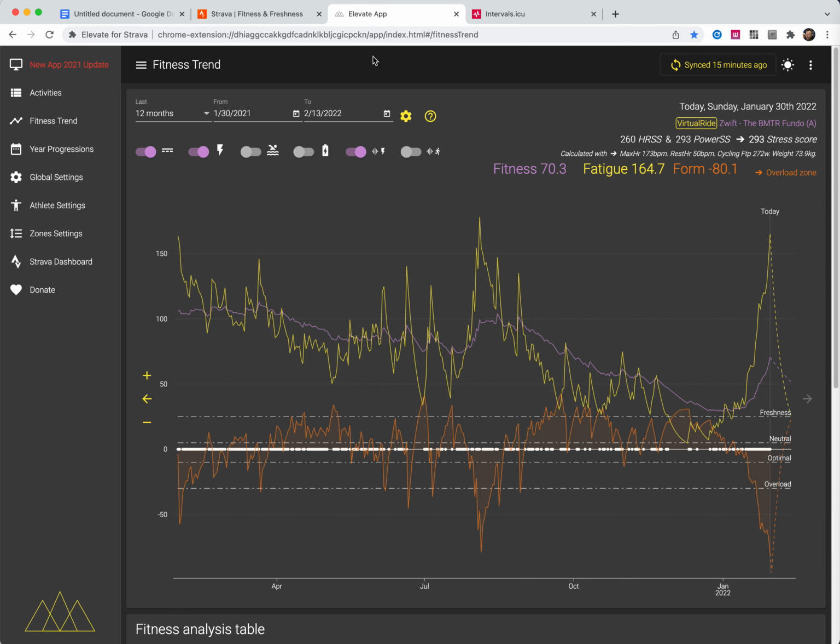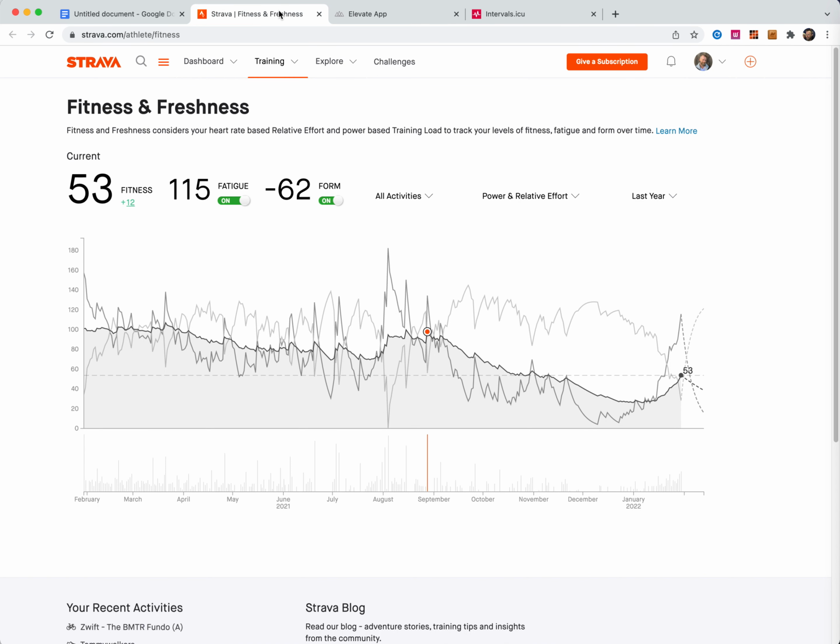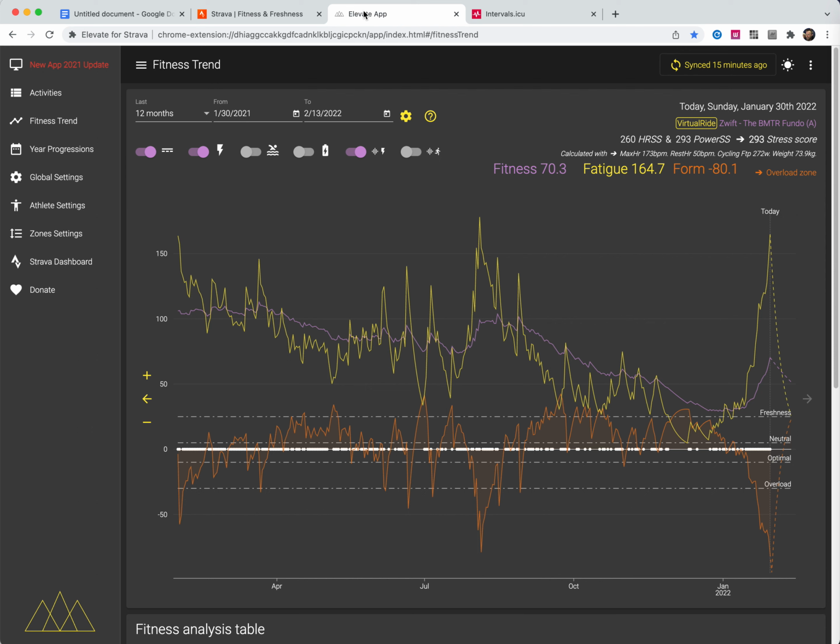This Elevate Chrome plugin does basically all the things that the Strava Fitness and Freshness feature does, but it's free. You just pull in all of your data from Strava right into here. It automatically refreshes each time you do a ride. And I find it a lot easier to understand what's going on, with the lines being different colors.